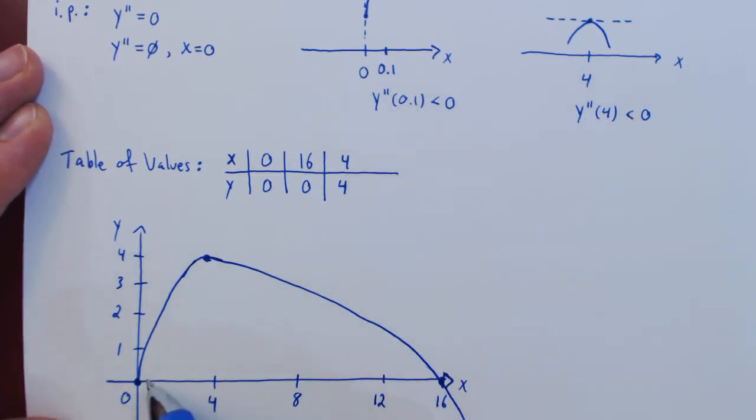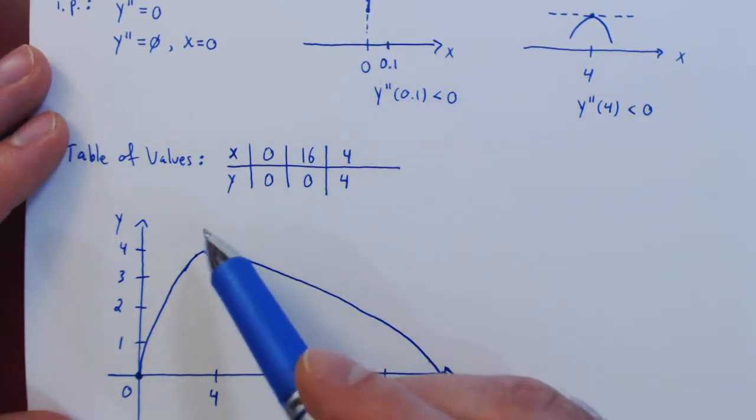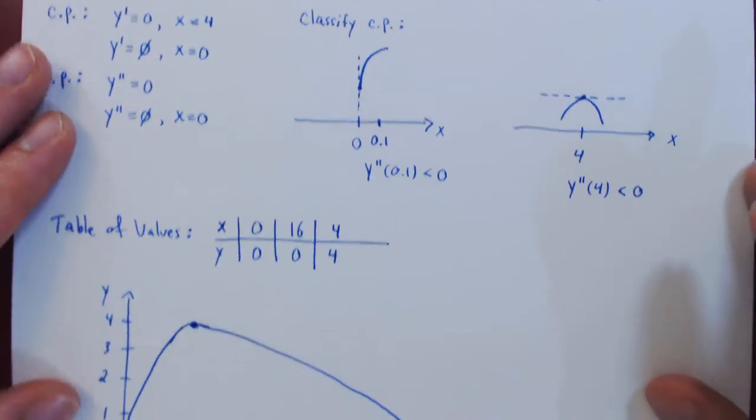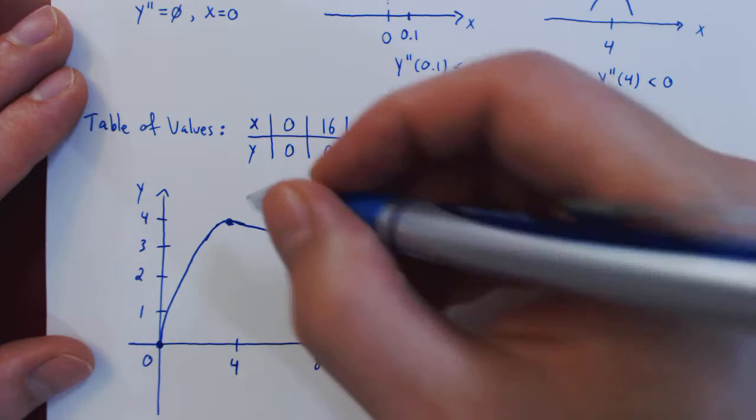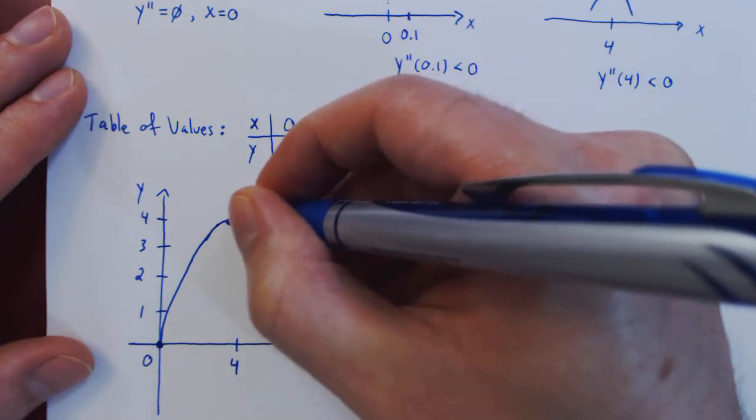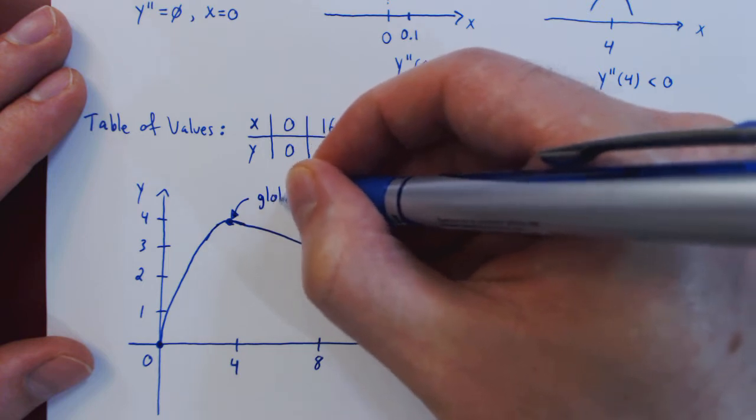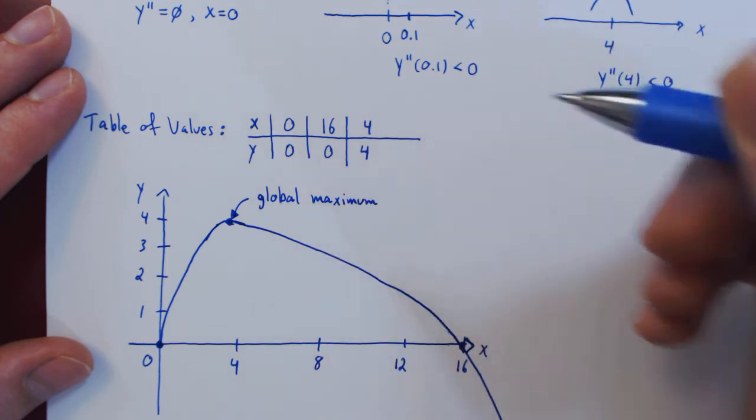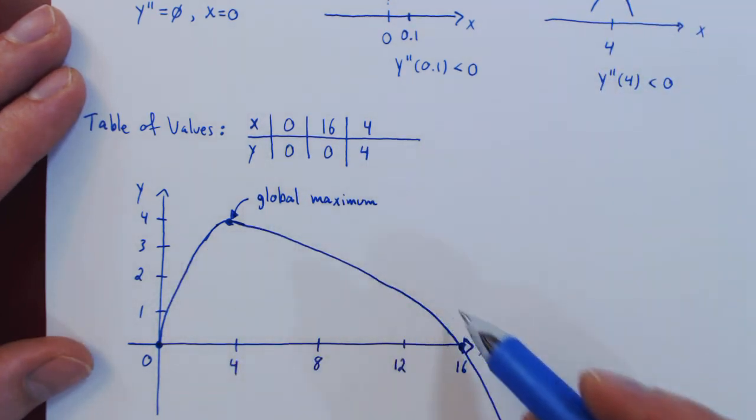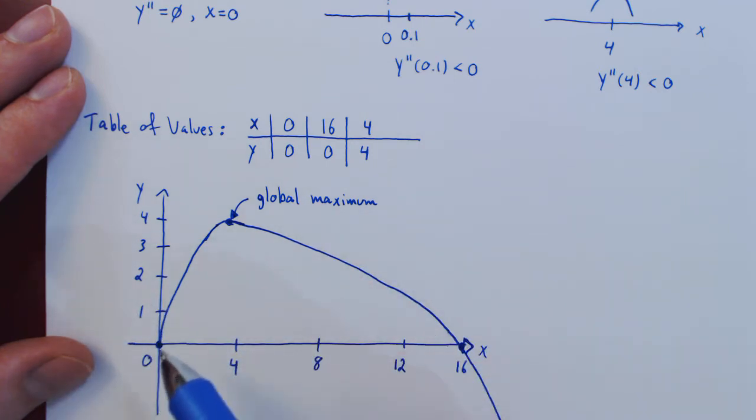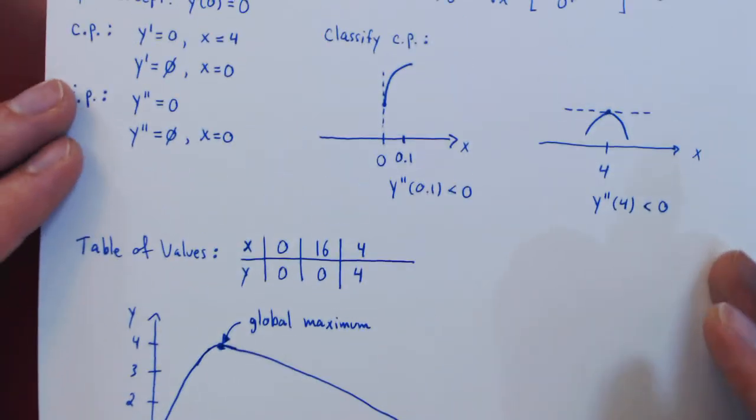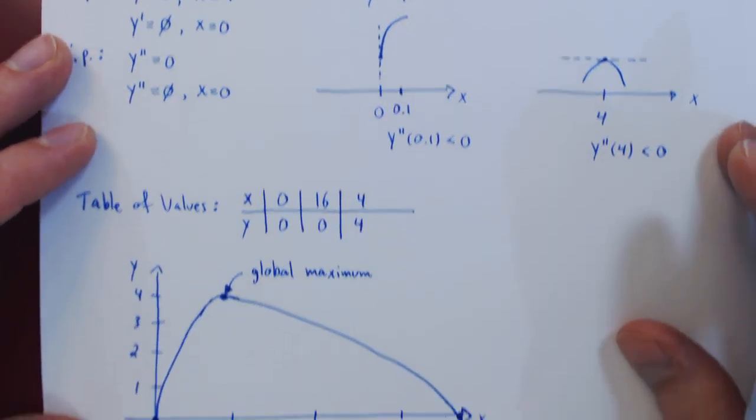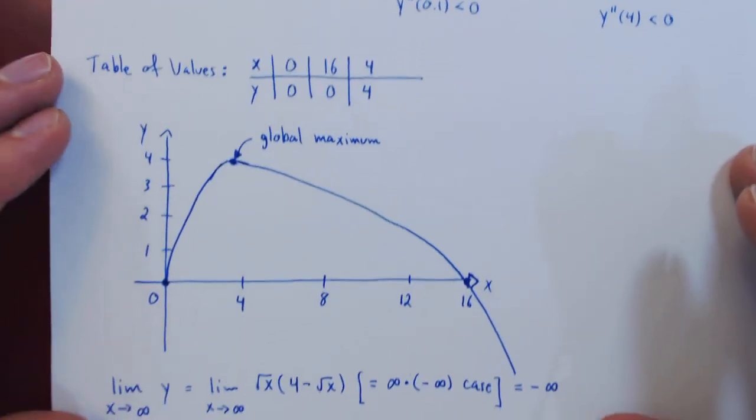And we can finally label the key points. Now here we had initially what we thought was a local maximum, but as it turns out, it's clear that this point is a global maximum of the function. As the curve is concave down always, there is no inflection point. And recall that the point x equals 16, y equals 0 is simply a zero. Nothing really interesting going on here, but the point x equals 0 was a key critical point at which the curve is perfectly vertical. And that's it.